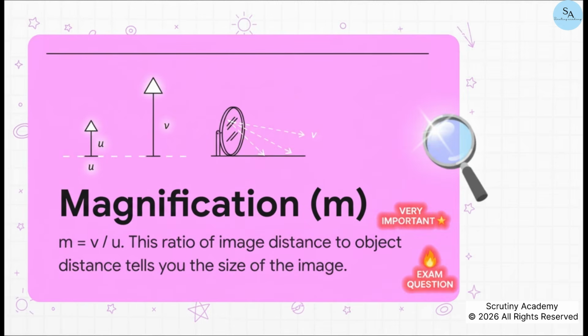Next is magnification, or m. This formula is even simpler. It just tells you how much bigger or smaller the image is compared to the real object. You just divide the image distance v by the object distance u. If m is bigger than 1, the image is magnified. If it's less than 1, it's smaller.